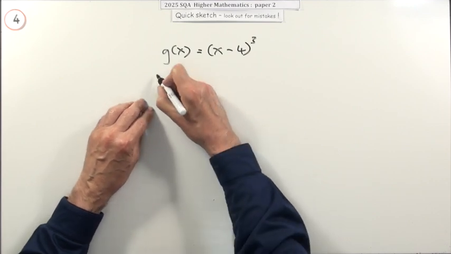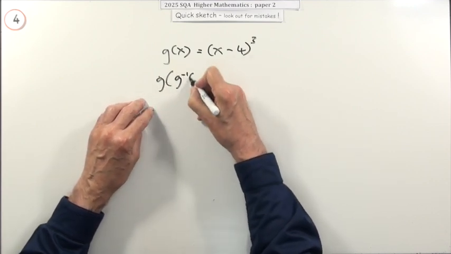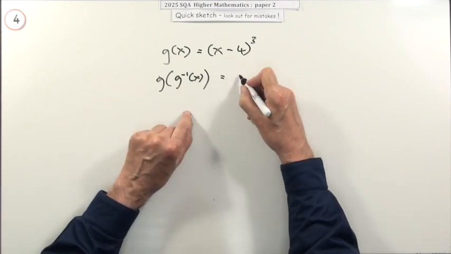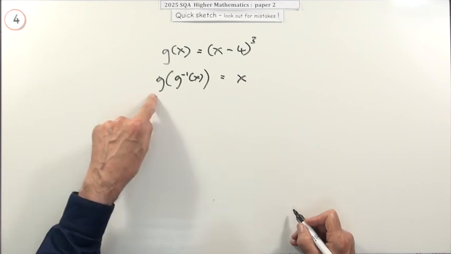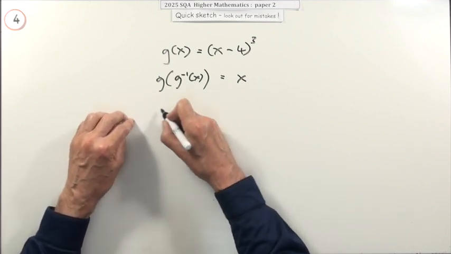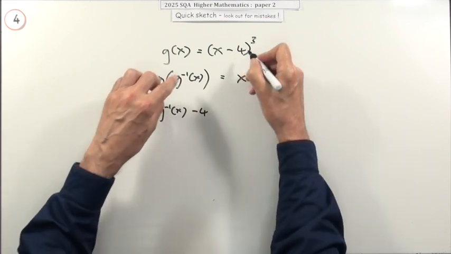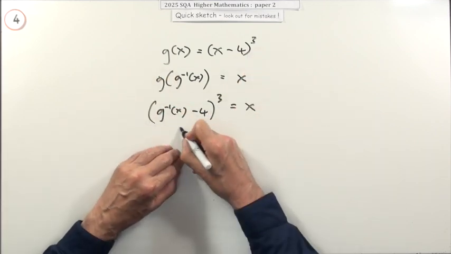I'll say this. I know this function. If I let that function operate on the thing that I want, the inverse, that should take me back to the starting input. So what does that do to anything you put in? It takes it, so g to negative 1 of x, it subtracts 4, and then it cubes the lot, and that gives me it.